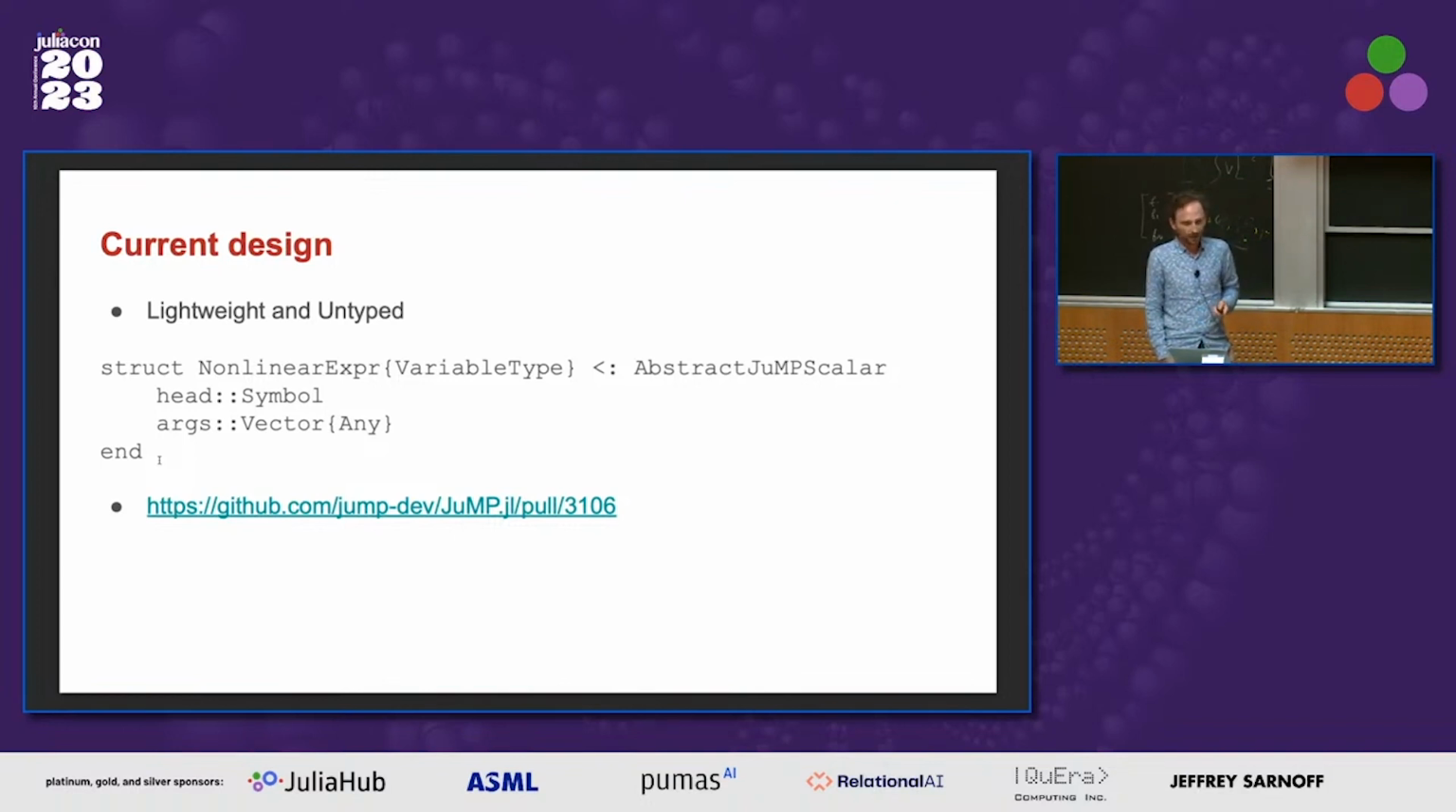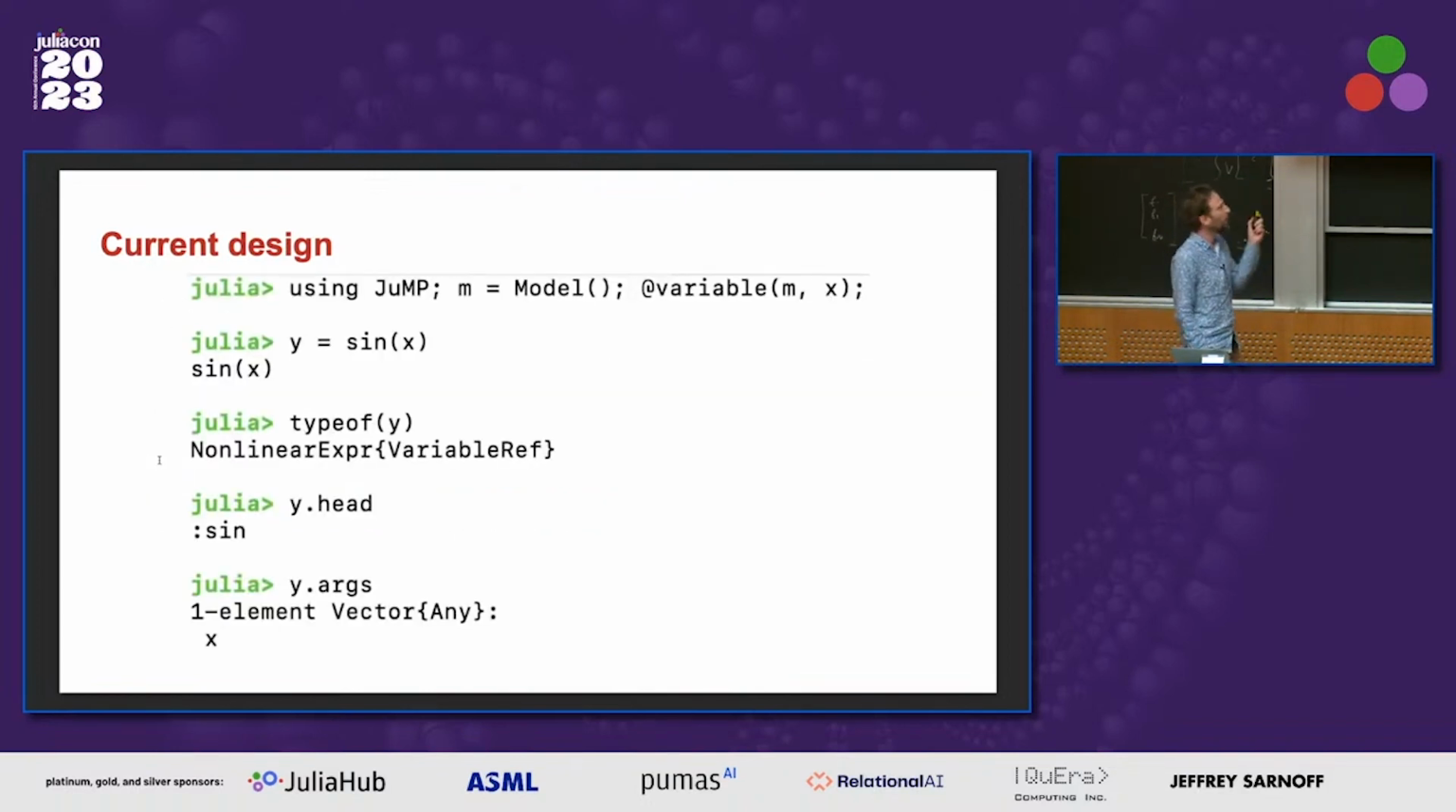What does this look like in practice? In JuMP, there's a PR, if you go and have a look, where you can kind of try and test this out. If you use that branch, it's not currently released, you can say, using JuMP, I make a model, I make a variable. Then in the REPL, you can call sin of x, and we overload all of the basic nonlinear functions in Julia for JuMP variables. And now y is a nonlinear expression.